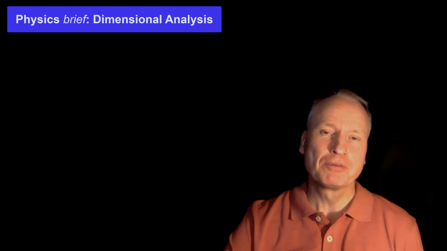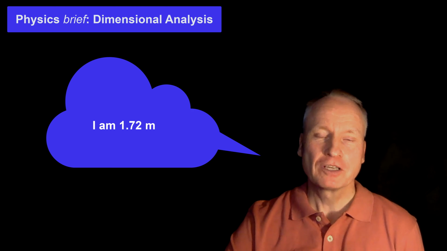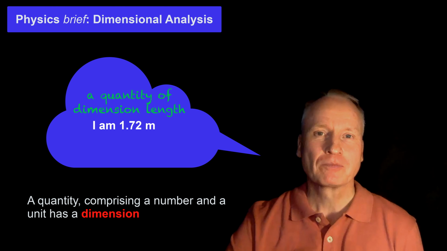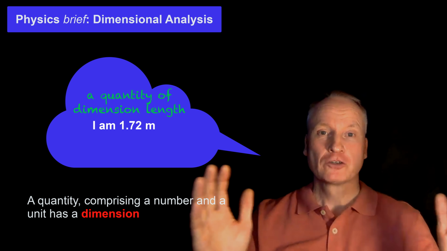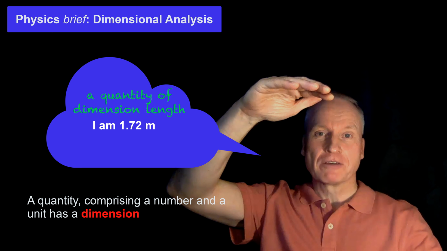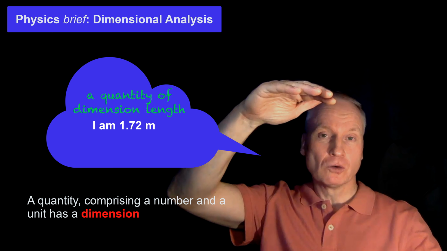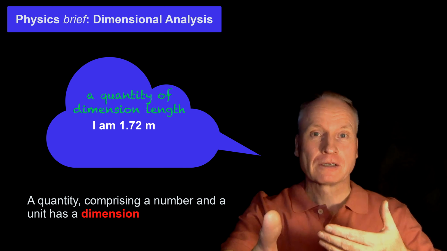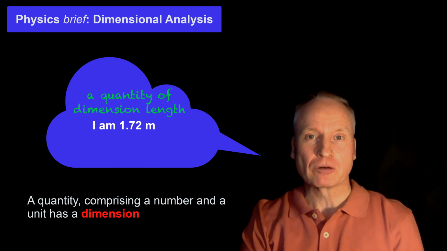Let's start again and say, I am 1.72 meters. This now conveys information because I've given you a dimension. I've given you the dimension length. I still haven't conveyed everything you might want to know because I might be 1.72 meters wide, or I might be 1.72 meters tall, or I might be 1.72 meters thick. But I've given you a dimension.